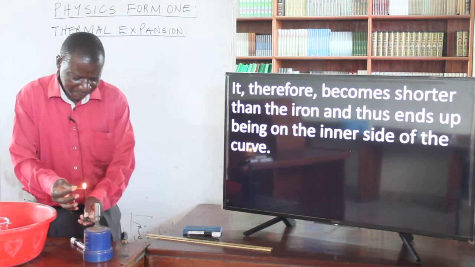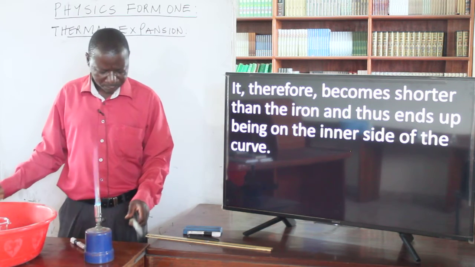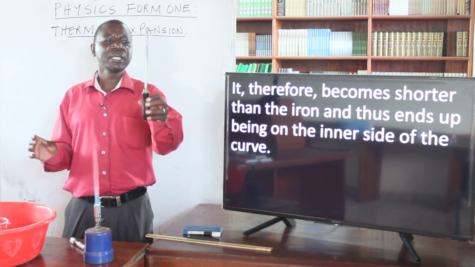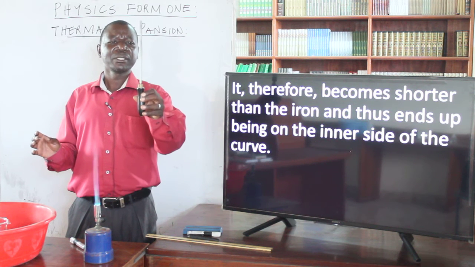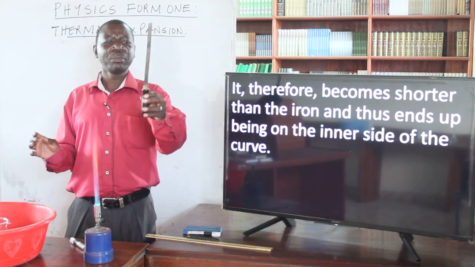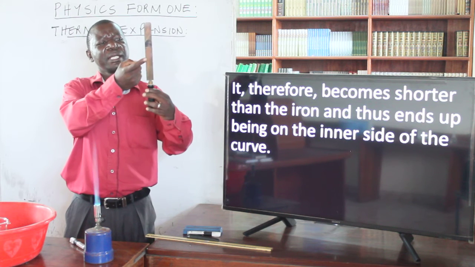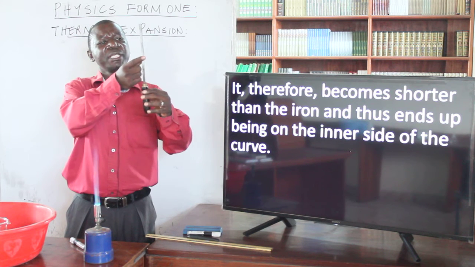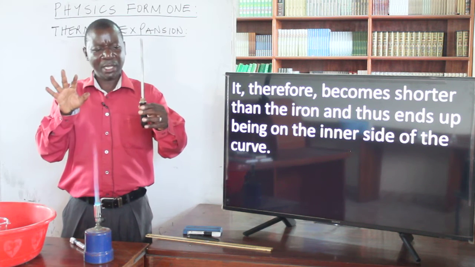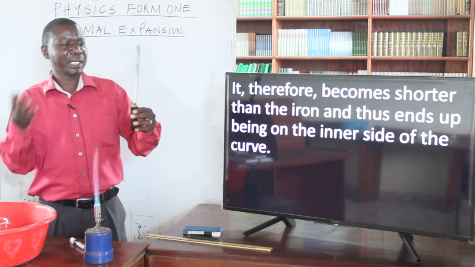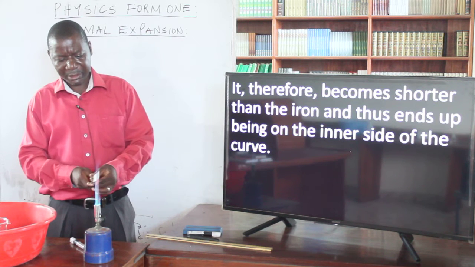I'm going to heat this bimetallic strip for some time. Right now we can see it is actually straight. This side is iron, this side is brass. So we want to heat it and see which side it is going to bend. And then from there we will also cool it and see how it is going to cool. So I want to start heating it.